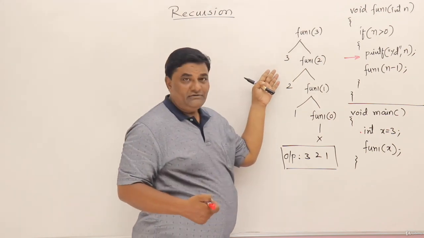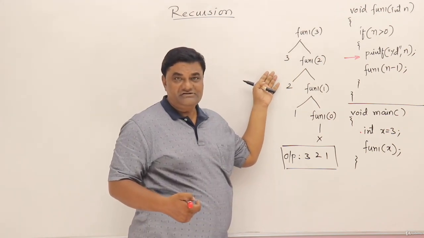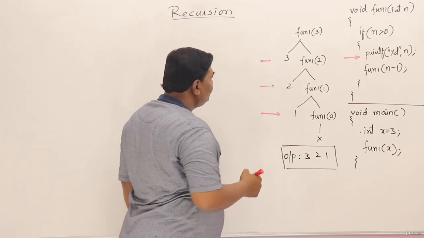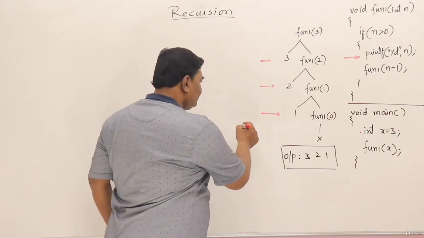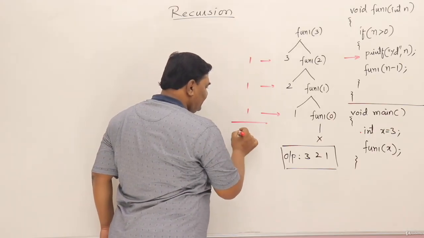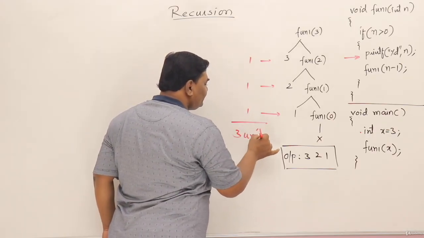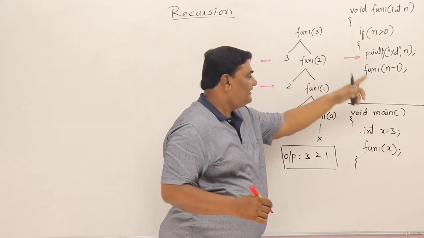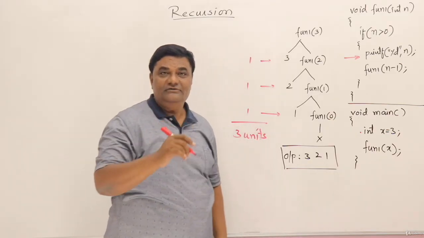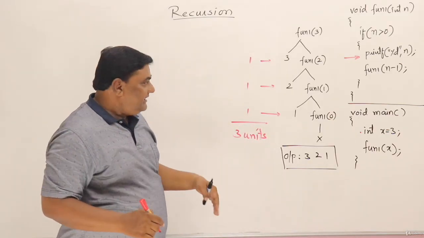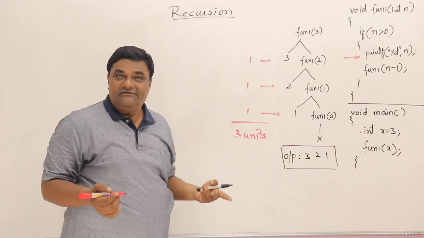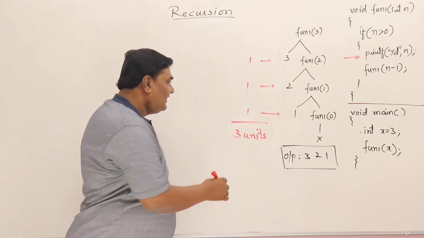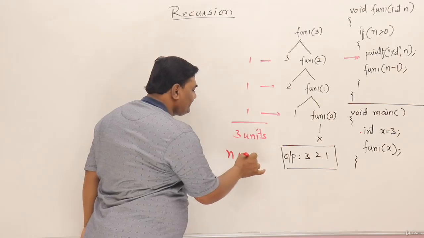So let us look into the tracing tree or recursion tree. Here it is printing 1 time, 2 times, 3 times. So total how many units? 1, 1, 1. So I can say it takes 3 units of time for the value of n as 3. If I make it 5, then it will take 5 units of time. Then for n, it will take n units of time.